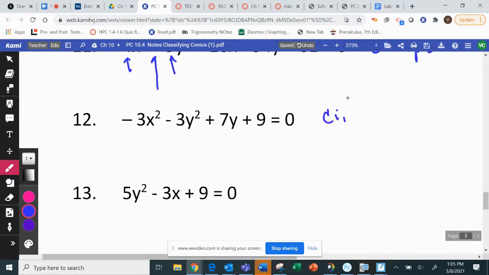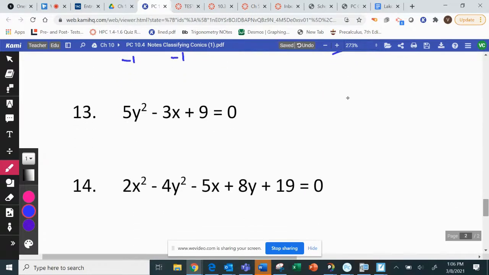Circle, why? Because you can divide both by -3 to get 1. Okay. Or we could divide by -1. -3 is fine too, but it doesn't even matter. They have the same number in front. If I want to just rewrite this as -3x squared plus -3y squared, they have the same number in front, okay? And they have the same sign. So definitely circle. And number 13, Jack.